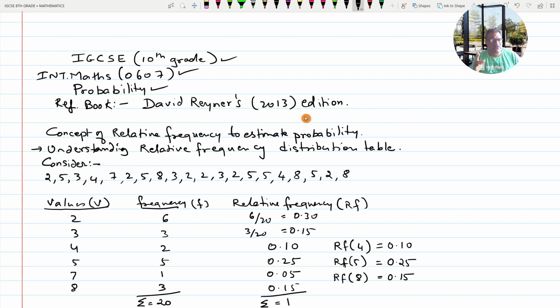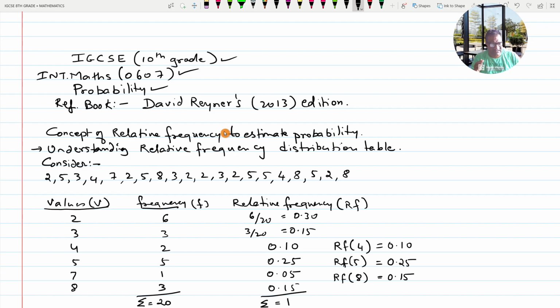Okay, so to understand probability and the concept of entire probability, we will have to start with the concept of relative frequency to estimate probability. Probability is a very vast topic. It has a lot of things in it.